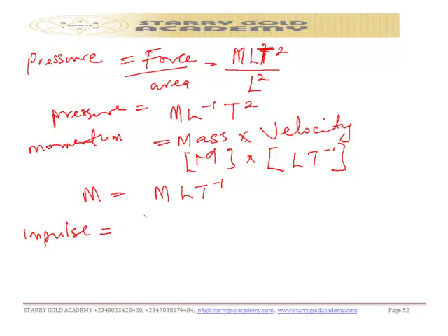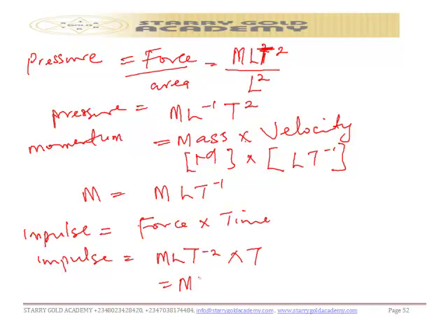Now impulse, let us look at impulse. Impulse is given as force multiplied by time. Force multiplied by time. Therefore, our impulse now is going to give us force, which is MLT⁻², multiplied by T, which is going to give us MLT⁻¹. This is plus, your law of indices. So this one returns to 1.